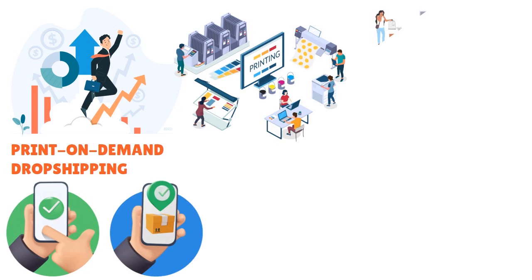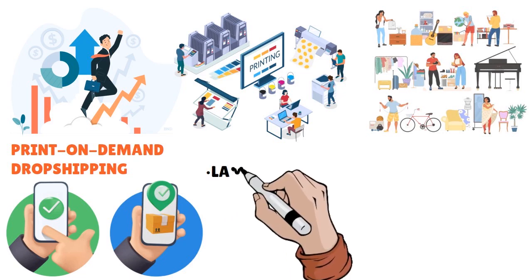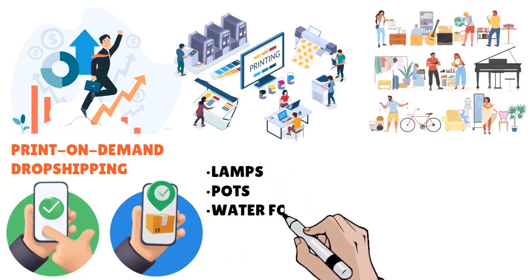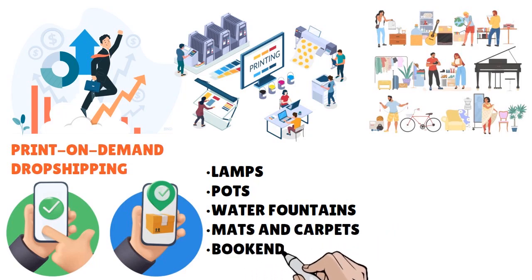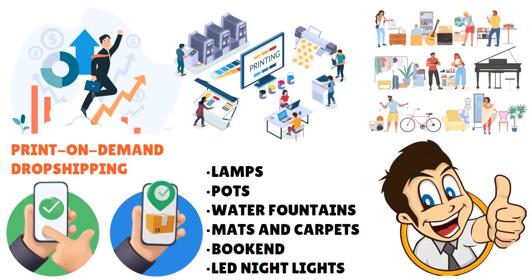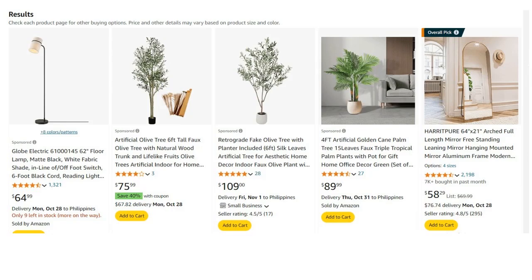Let me give you a few examples of home decor products you can sell today and make some good cash along the way. You have lamps, pots, water fountains, mats and carpets, a bookend, and LED night lights. So this is kind of cool. The good thing about home decor items is that there is no issue with importing them unless they have lithium batteries. Because of this, you can choose from several dropship suppliers globally. So this is kind of cool.